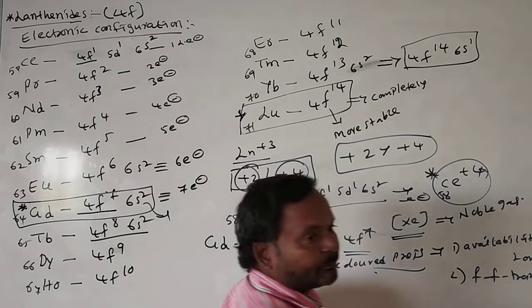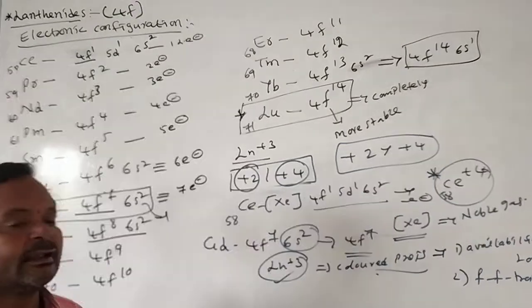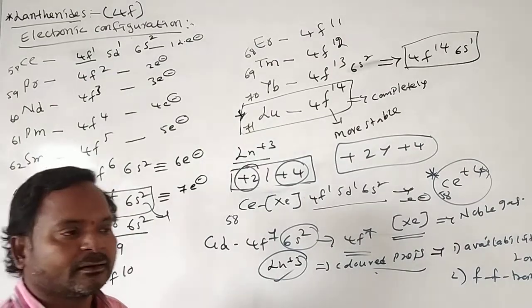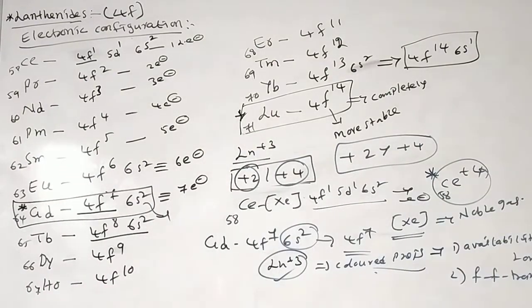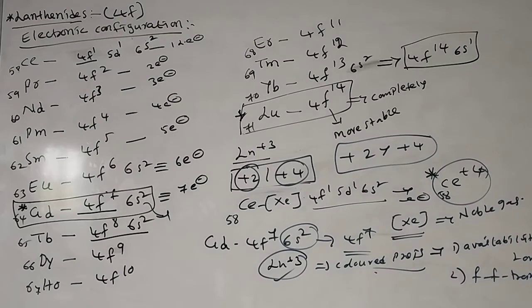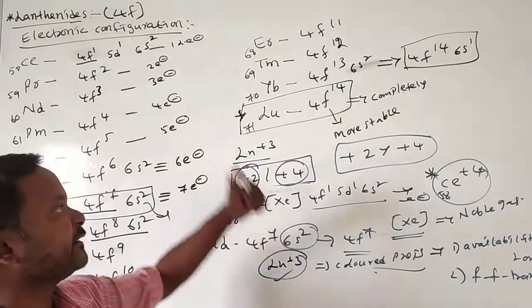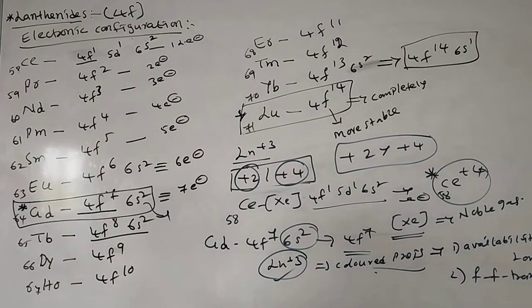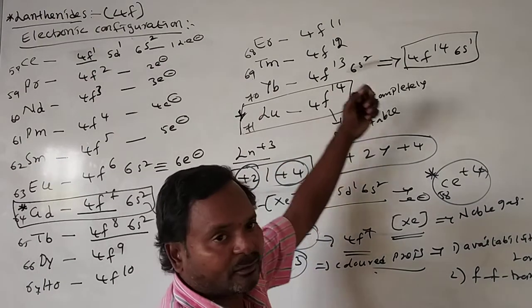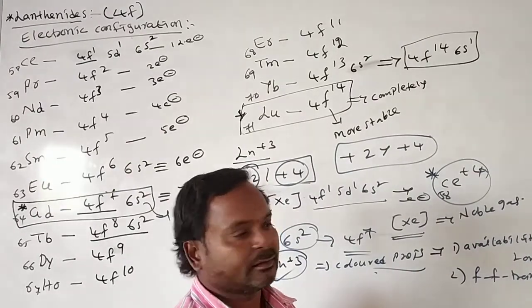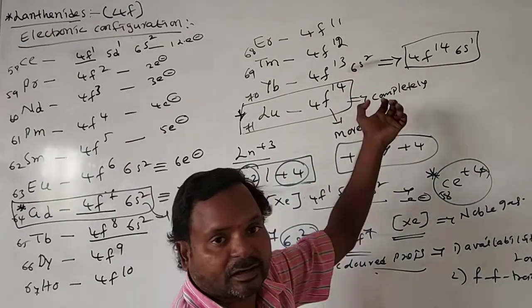In d-block elements we observe d-d transition. Like that, here we have f-f transition. F-f transition means electron transition is observed from one f orbital to another f orbital. The stability of any ion depends on its electronic configuration. Suppose, for example, it loses 2 electrons, 4f14 will be obtained, and it is stable. Sometimes losing 3 electrons or 1 electron is more stable.